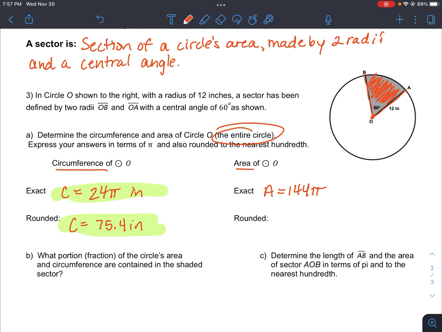144 pi is approximately 452.39 inches squared, because we're talking about area here. Okay, and again, if you didn't pause, feel free to pause at this point and go back and work through those formulas, pi r squared and 2 pi r.